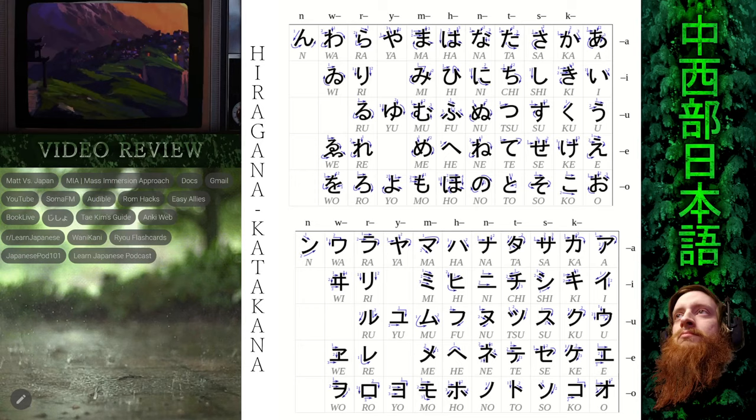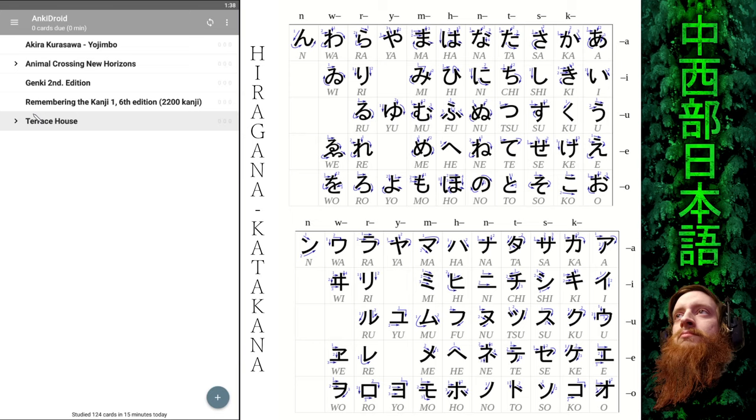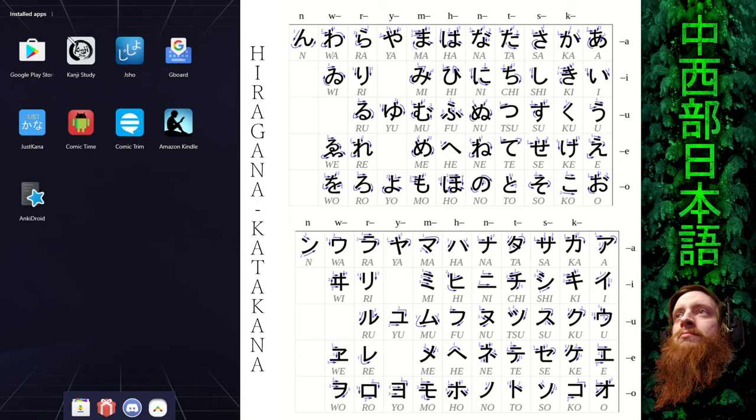So right now I have AnkiDroid open on Bluestacks. We're going to go ahead and close out AnkiDroid and go back to the home screen. This is what you'll get, minus a couple of the apps here, whenever you install AnkiDroid. You're going to get some pop-ups and stuff. That's just how Android works, I feel like, these days.